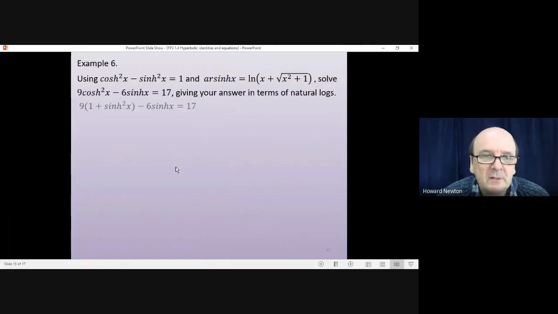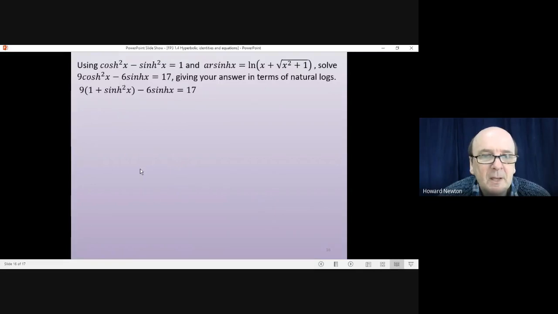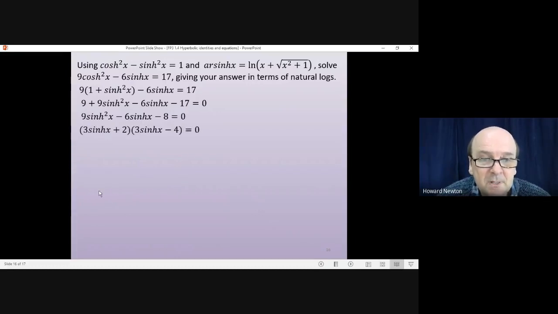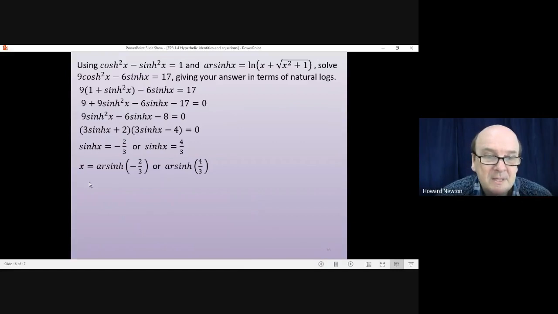So pause the video, have a go, and then come back to me when you're ready. Okay, let's have a look. So using the hyperbolic identity for cosh squared gives us that. Multiplying out the brackets gives us that. Tidying it up gives us that. And that does factorize into (3 sinh x plus 2) times (3 sinh x minus 4) is equal to 0, which has two solutions, sinh x equals minus 2/3 or sinh x equals 4/3. That means that x is equal to arsinh of minus 2/3 or arsinh of 4/3.